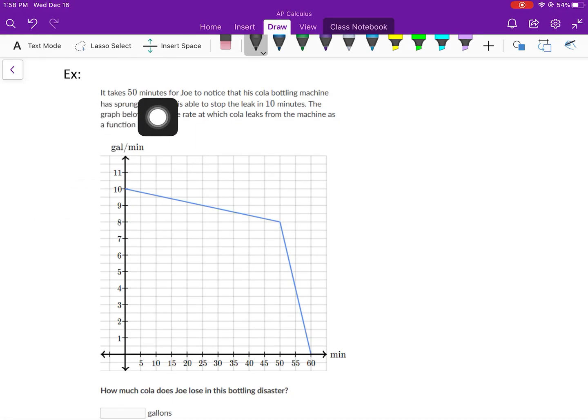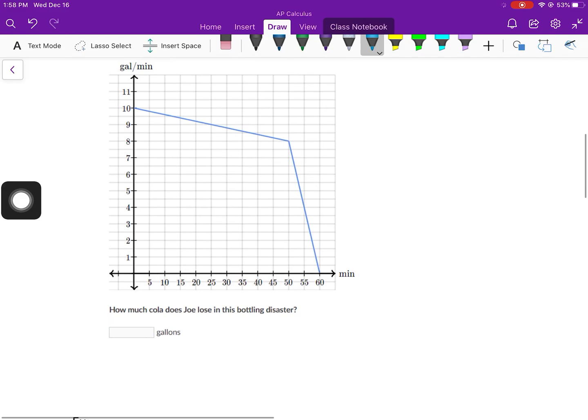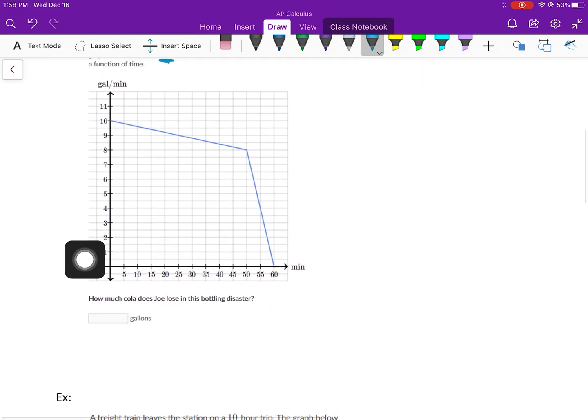So it takes 50 minutes for Joe to notice that his cola bottling machine has sprung a leak. Joe is able to stop the leak in 10 minutes. The graph below shows the rate. So this is a derivative graph. Pay attention to those kinds of things when you're taking your tests, little details like that. The graph is the rate, the first derivative, at which cola leaks from the machine as a function of time. They'd probably get sued if it was Coca-Cola, right? So how much cola does Joe lose in his bottling disaster?